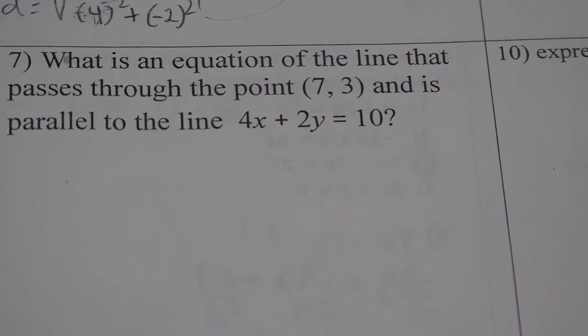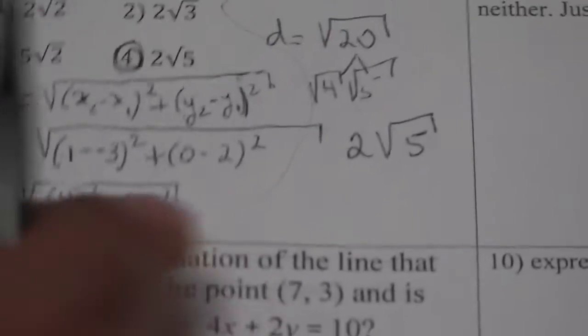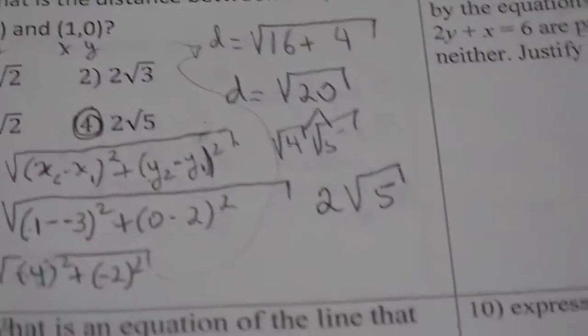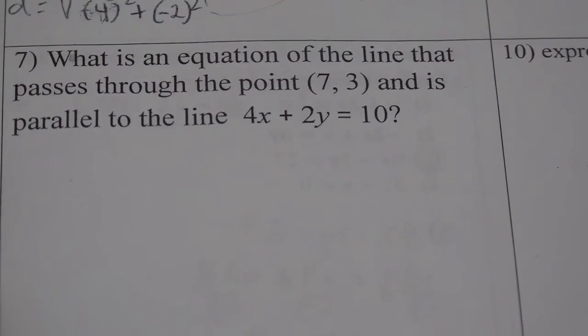If not, then you could just try with the calculator and see which of these choices has the same number as 2 radical 5. Okay.